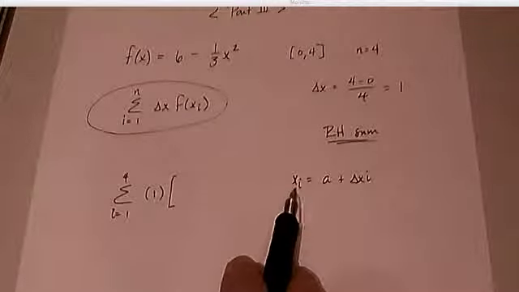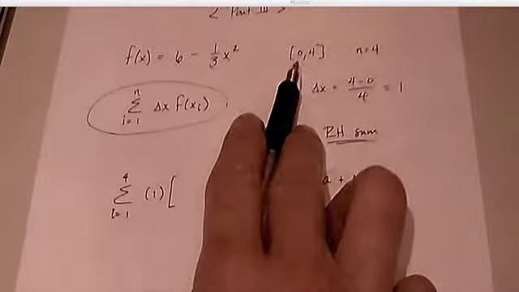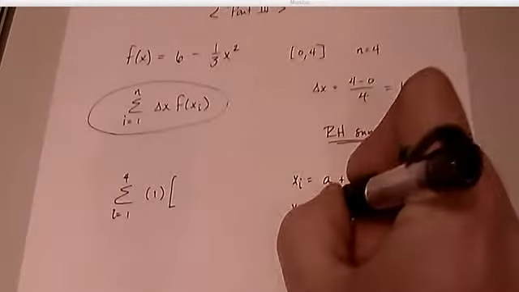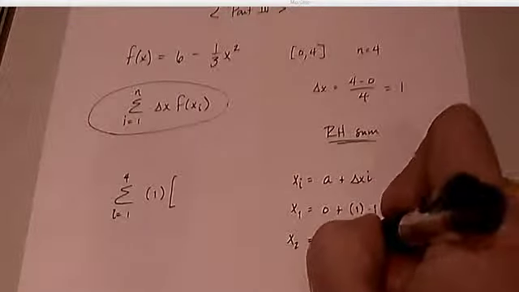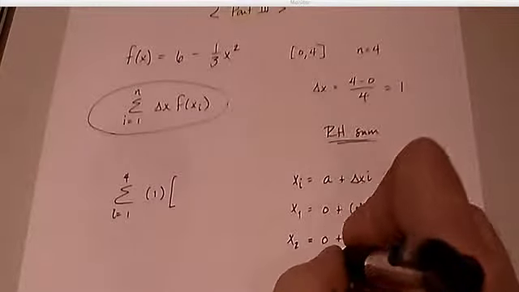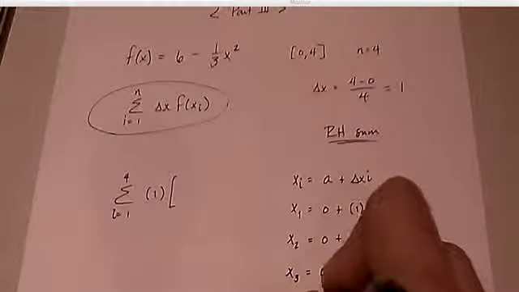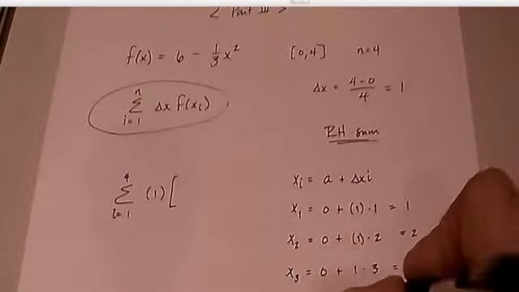And so if you were to plug in 1 and get x sub 1, since a is 0, x sub 1 would be 0 plus 1 times 1, right? And x sub 2 would be 0 plus 1 times 2, okay? x sub 3 is 0 plus 1 times 3, and x sub 4 is 0 plus 1 times 4. So basically this is 1, 2, 3, 4, okay?